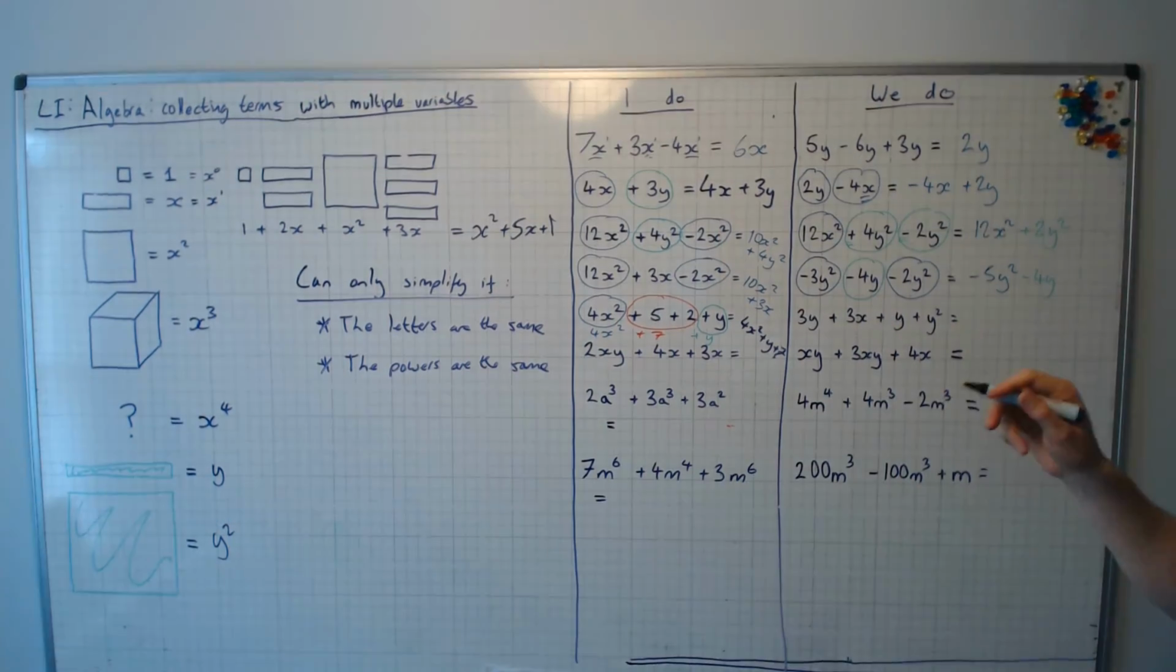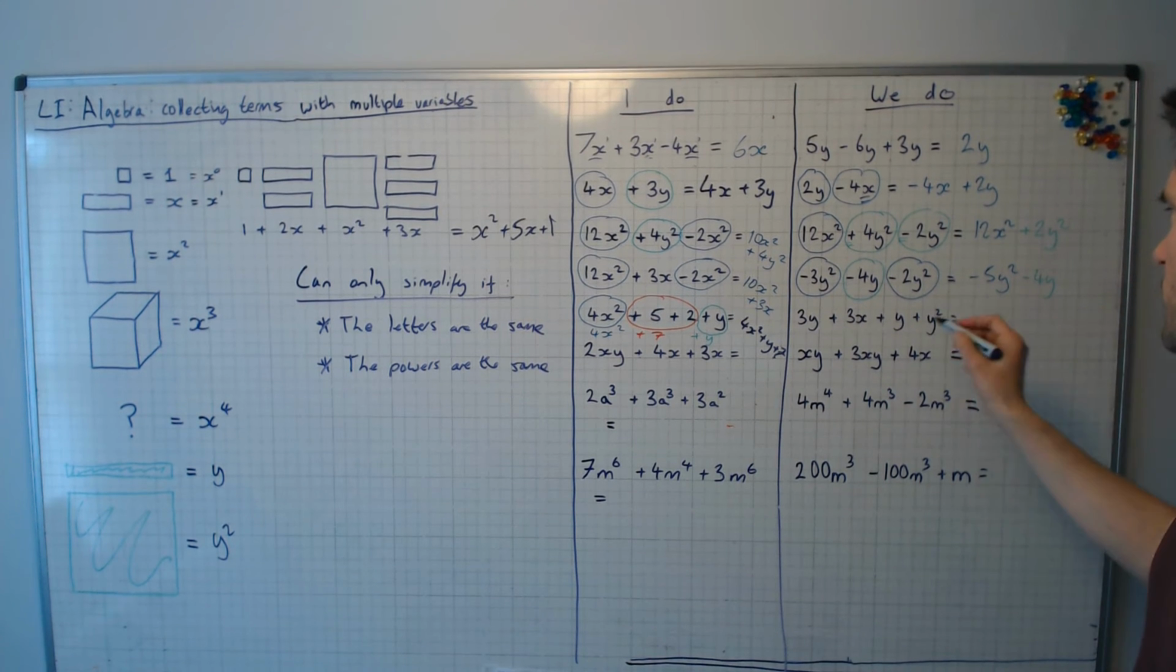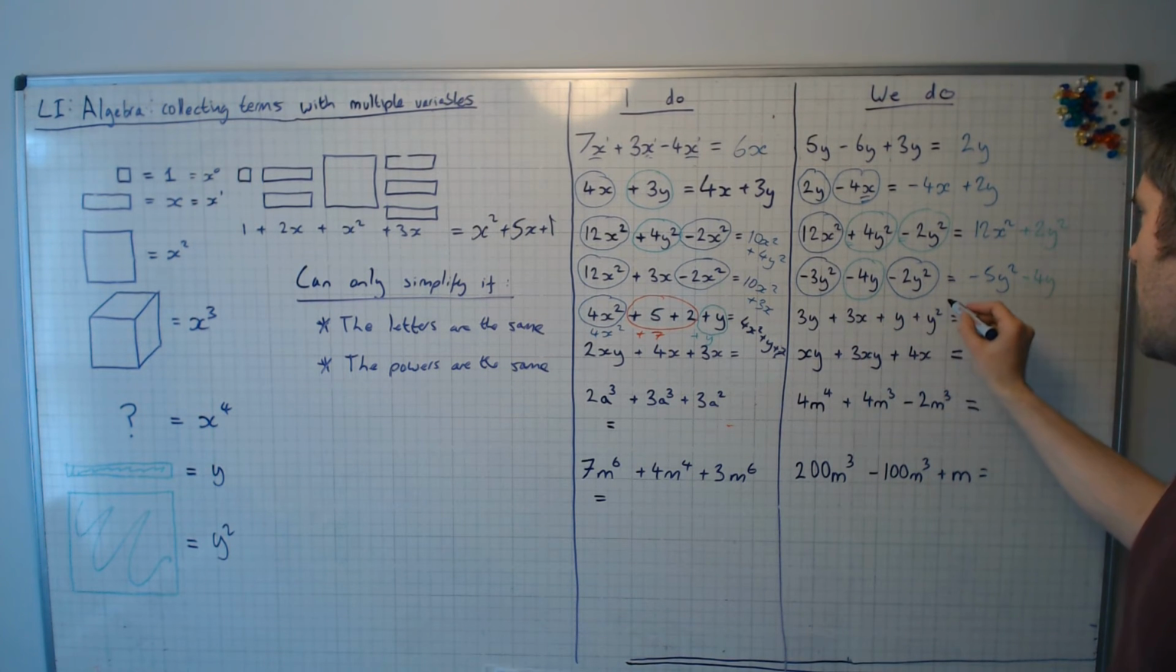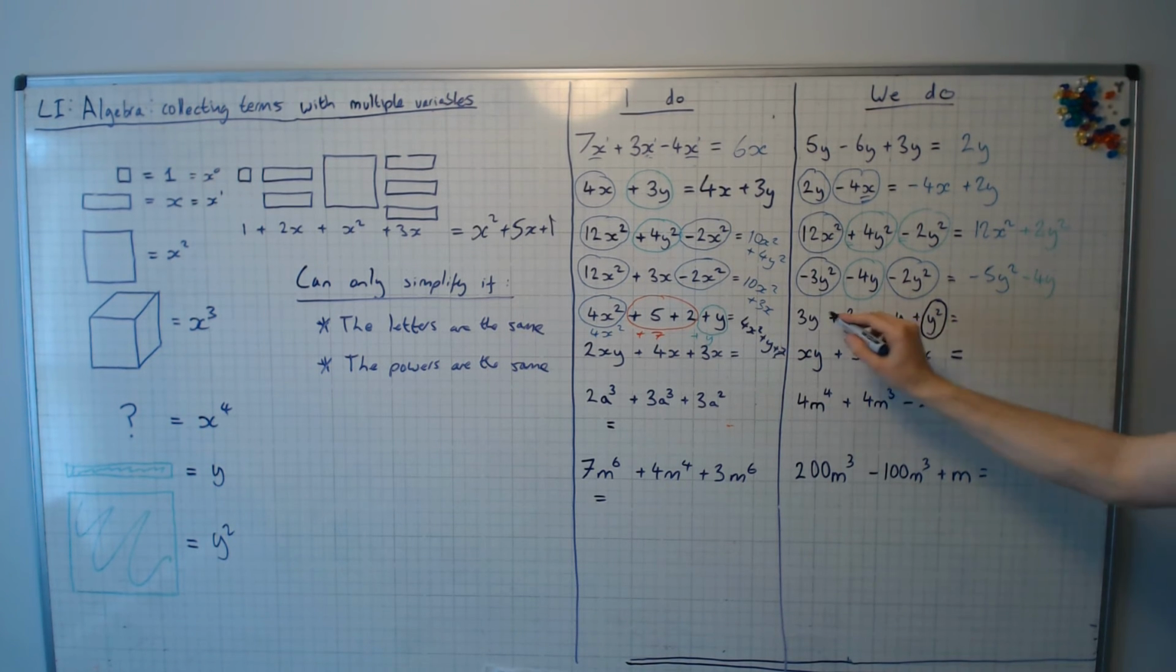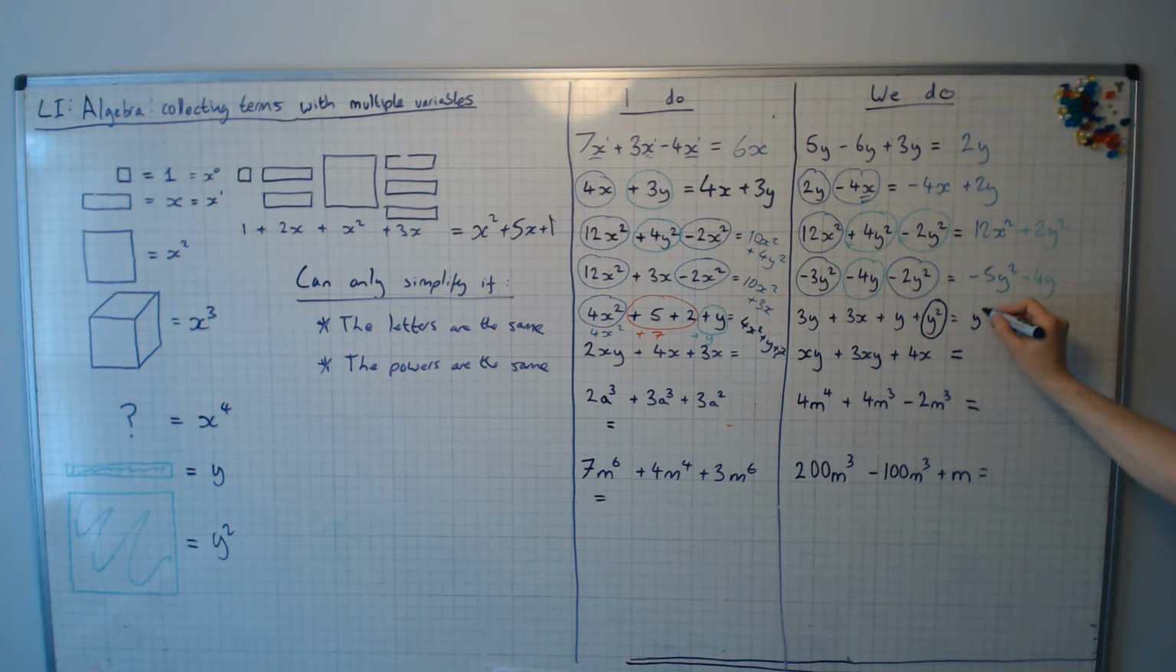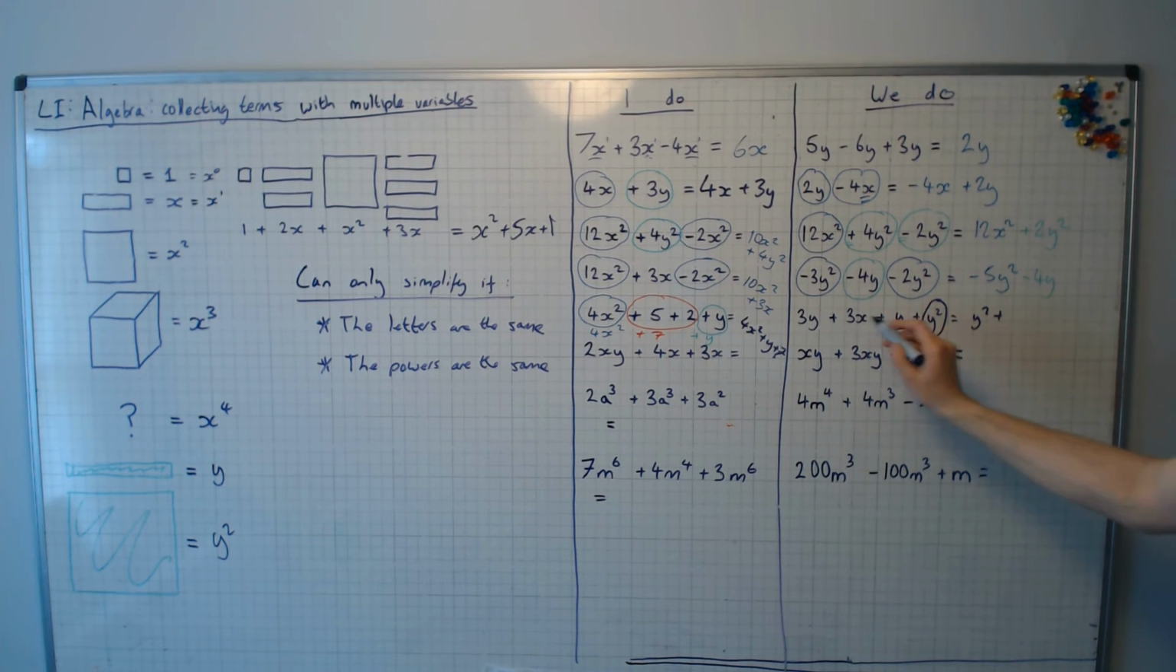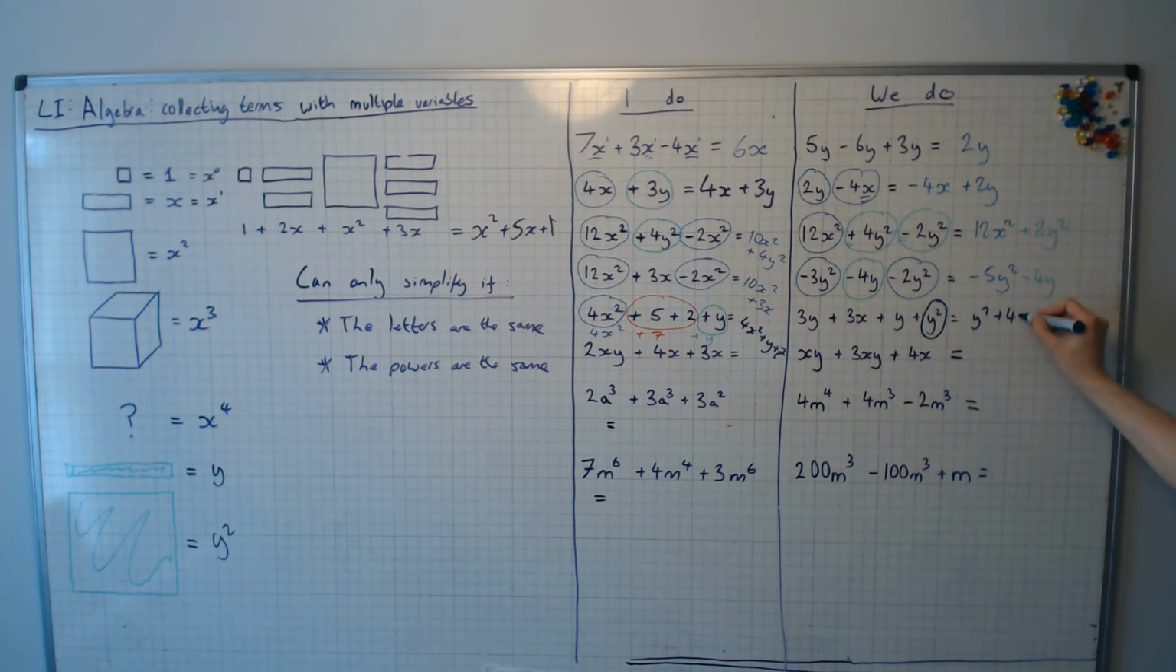So I'm not going to use different colour pens anymore. I'm getting quite confused with all these pens. But I'm going to start by finding the highest power. So I've got a y squared there. We've only got one of them, no more y squared. So we've got y squared plus 4y plus 3x. Now again, we prefer to do this in alphabetical order. So I prefer to have 3x plus y squared plus 4y.